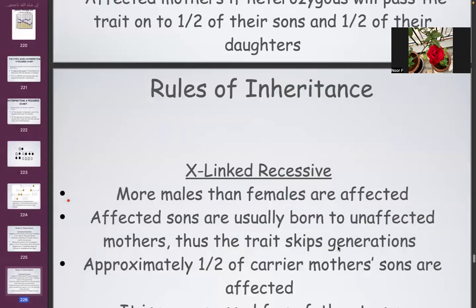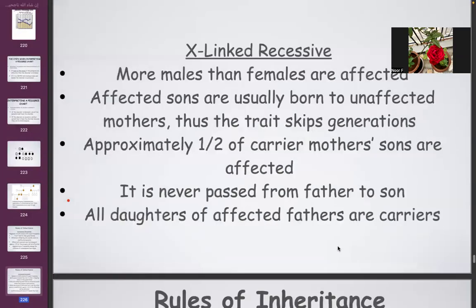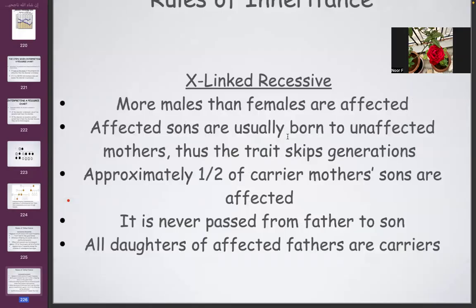Next, X-linked recessive. More males than females are affected. Affected sons are usually born to unaffected mothers. Thus, the trait skips generations.